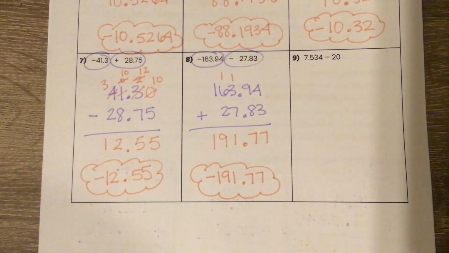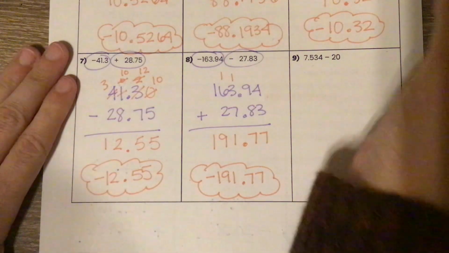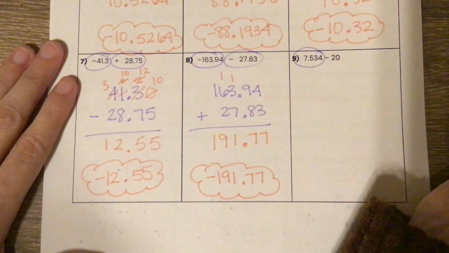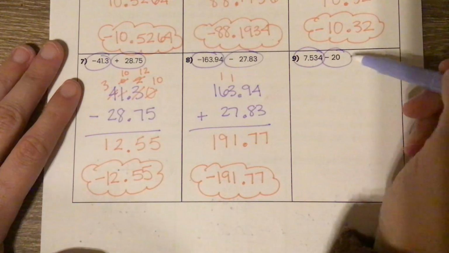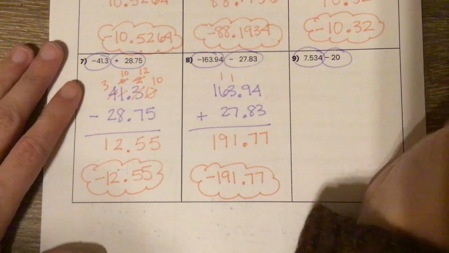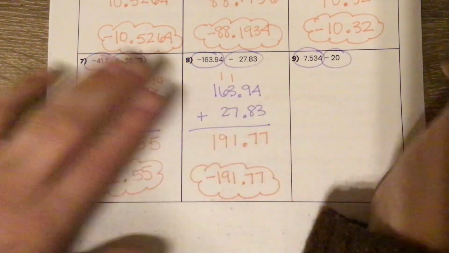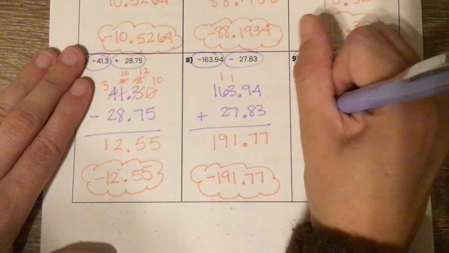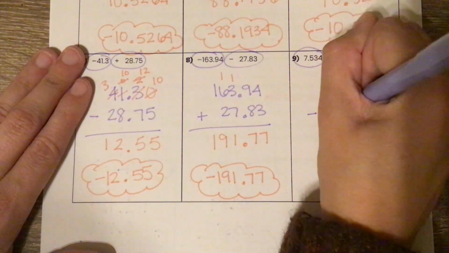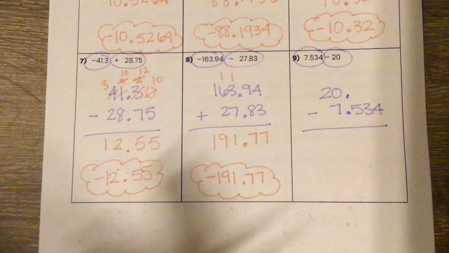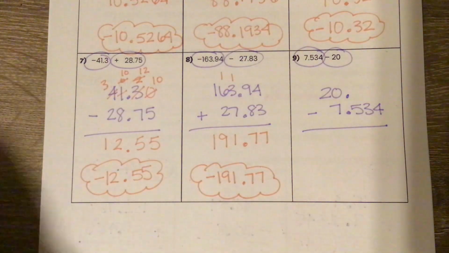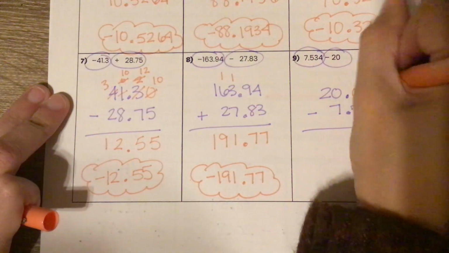And the last one. We've got 7.534 and negative 20. They are opposites, so we're going to find the difference. The higher absolute value is 20, so that's what we're going to start with. 20 minus 7.534. Going to add in zeros and then subtract.